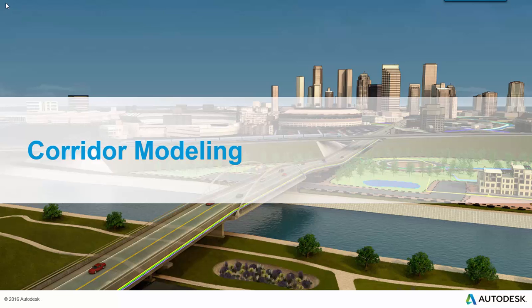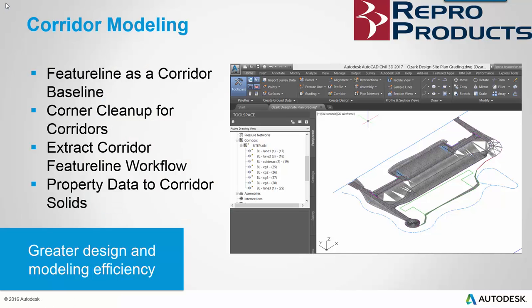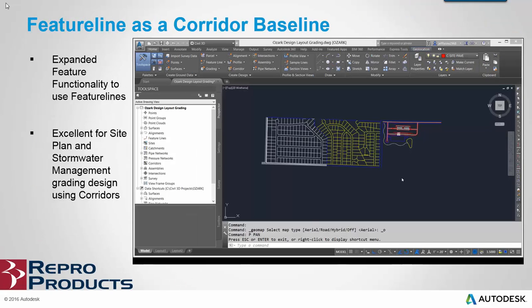Next up is corridor modeling. We can use feature lines as corridor baselines and extract those corridor feature lines back out very easily now. Let's take a look at each one of these features. The feature line as a corridor baseline allows you to, as it sounds, use a feature line as a baseline in a corridor. You don't have to create an alignment and a profile to create the corridor. Imagine doing a simple ditch, not necessarily worth the whole alignment profile step. You can do it from a feature line now.